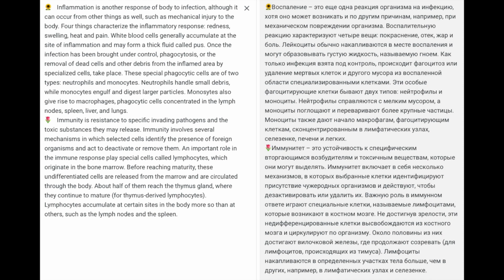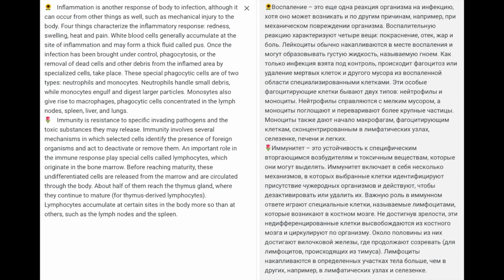Inflammation is another response of the body to infection, although it can occur from other things as well, such as mechanical injury to the body. Four things characterize the inflammatory response: redness, swelling, heat, and pain. White blood cells generally accumulate at the site of inflammation and may form a thick fluid called pus.